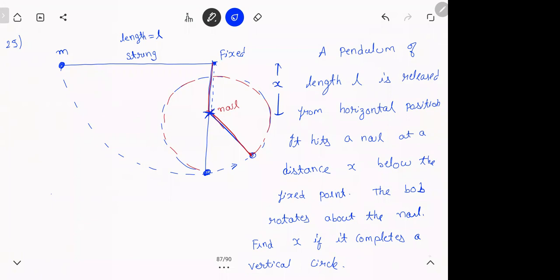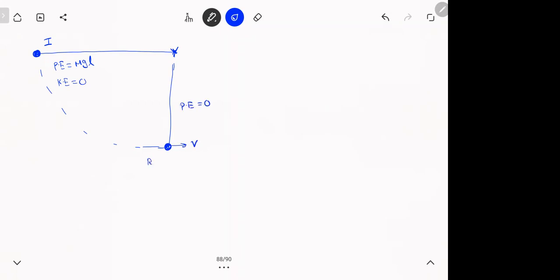Tell me one thing. When this is coming down here, what is the speed before hitting the nail? State 1: potential energy mgl, kinetic energy 0. Here the speed is v. Potential energy 0, I took that as a reference. Kinetic energy, half mv square.